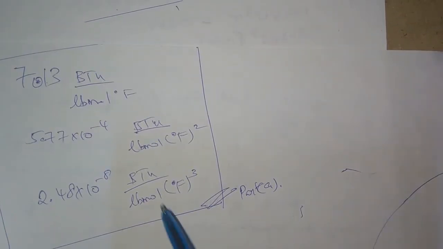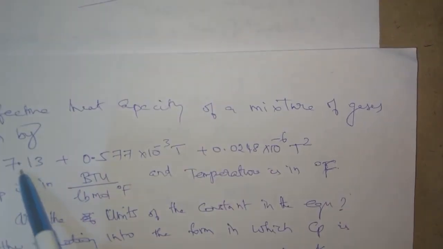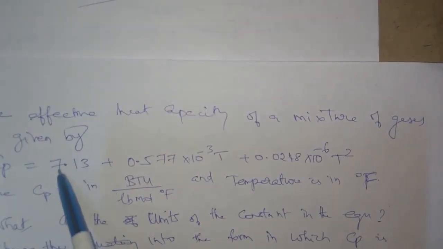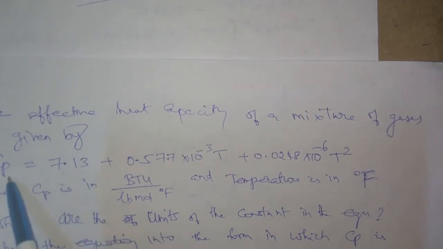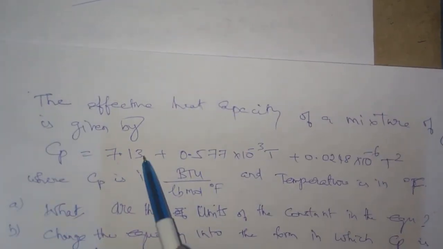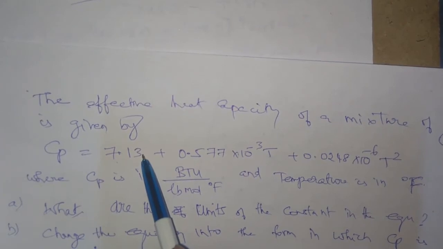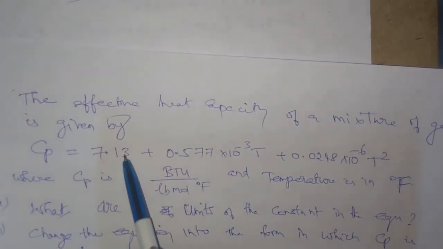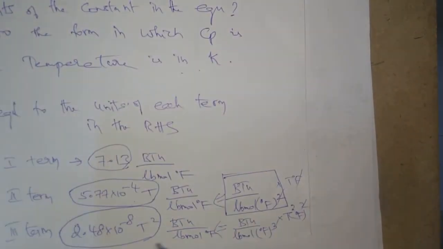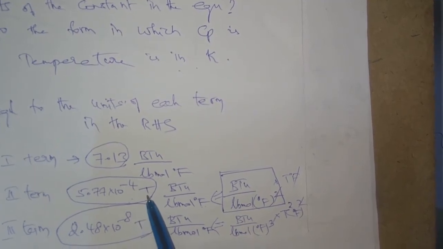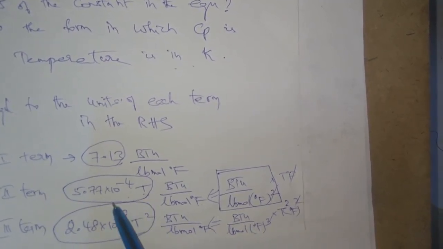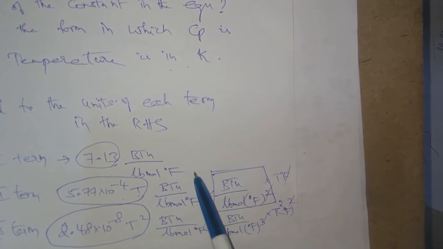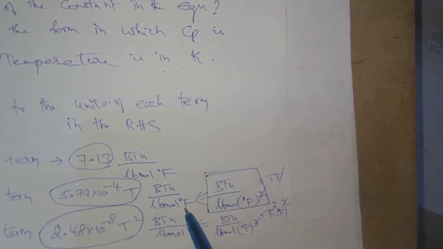Okay, so I am repeating. The first term in the given expression is 7.13, which has no T in the term. So whatever the unit of Cp is, 7.13 will have the unit of Cp. In the second term, we have T coming into the picture. So a unit of T, when multiplied by degree Fahrenheit, should give the unit of Cp. So 1 degree Fahrenheit has to get cancelled.